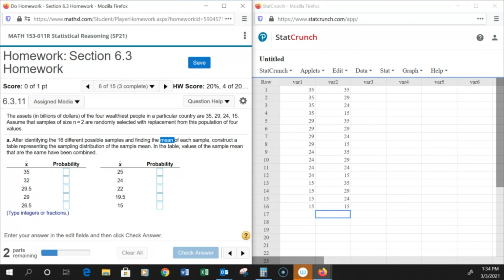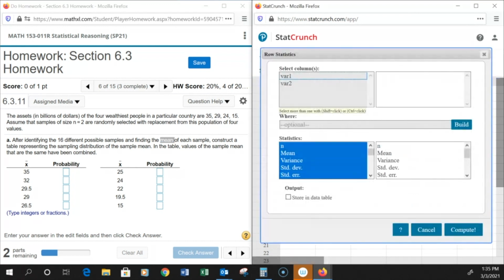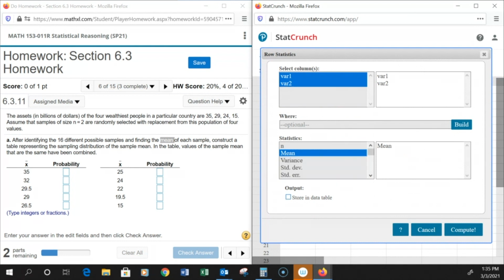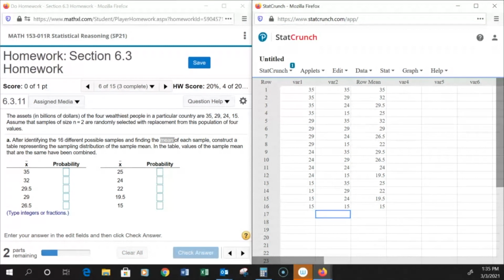So it's easy for me to find means of these values in these rows. I go to Stat, I go to Summary Stats. I just mentioned these data are arranged in rows, 1 row for each sample. I choose the 2 values. I want to know the mean. I want to make sure to store it in the data table so that I can manipulate it myself later. So here are the values. It's time to start manipulating.